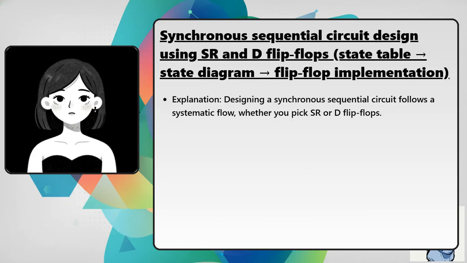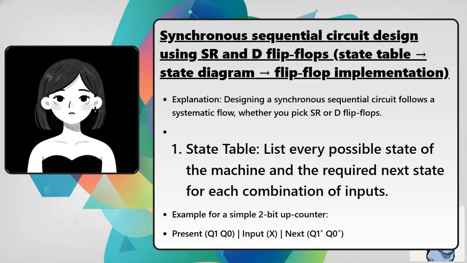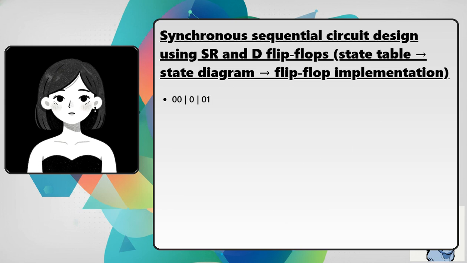Explanation: designing a synchronous sequential circuit follows a systematic flow, whether you pick SR or D flip-flops. 1. State table: list every possible state of the machine and the required next state for each combination of inputs. Example for a simple 2-bit up counter. Present Q1 Q0, input X, next Q1+ Q0+: 00 input 0 next 01; 01 input 0 next 10; 10 input 0 next 11; 11 input 0 next 00.